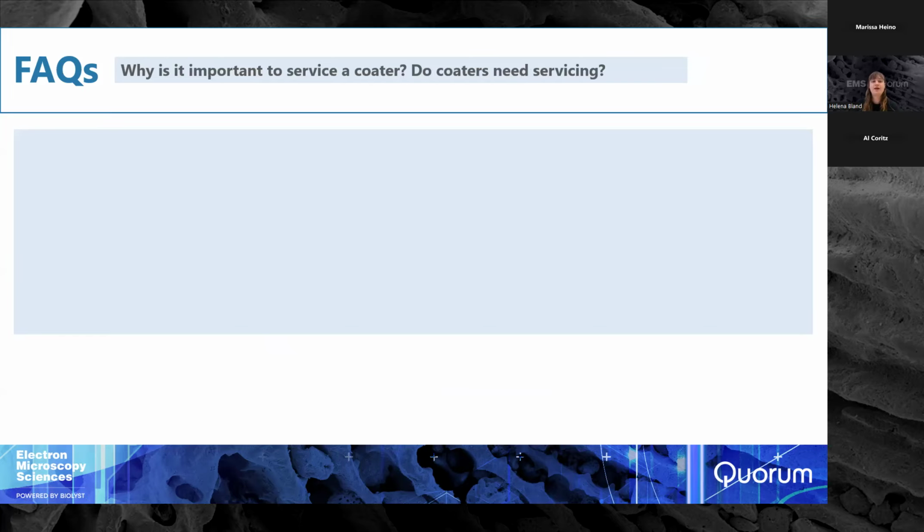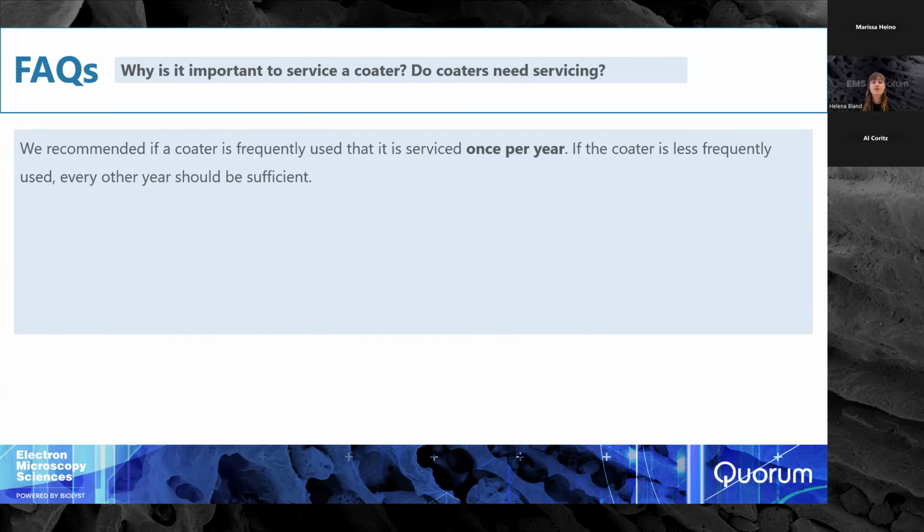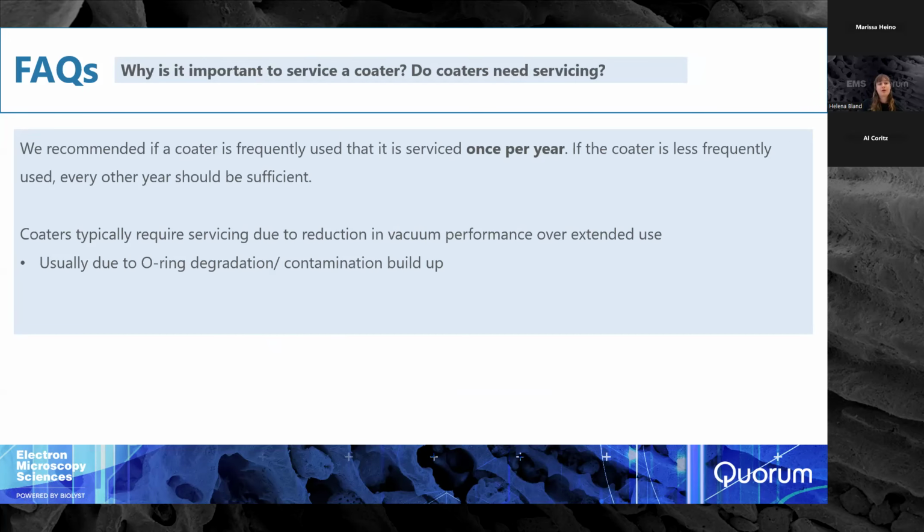The next question we get is, why is it important to service a coater, and do coaters need servicing? We do recommend that coaters are serviced around once per year, unless the coater is less frequently used, in which case every other year should be sufficient. The reason that coaters require servicing is largely due to a decrease in vacuum performance over extended use. That's usually just that the O-rings, for example, that help to seal the vacuum have degraded over time, or we've got contamination buildup in our chamber.